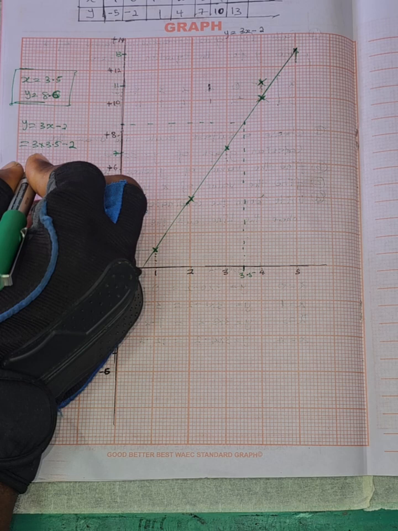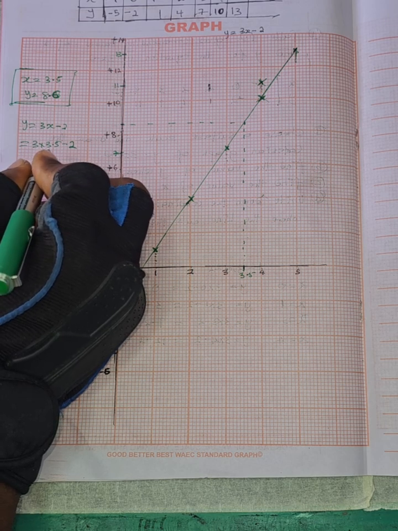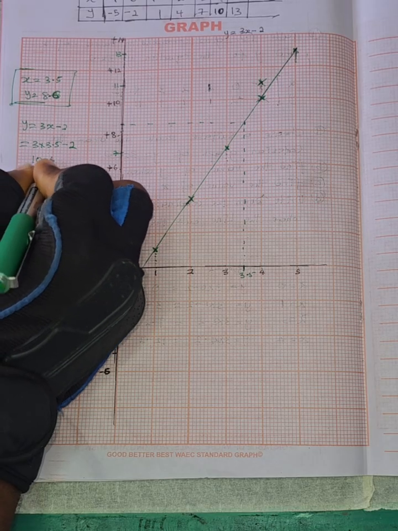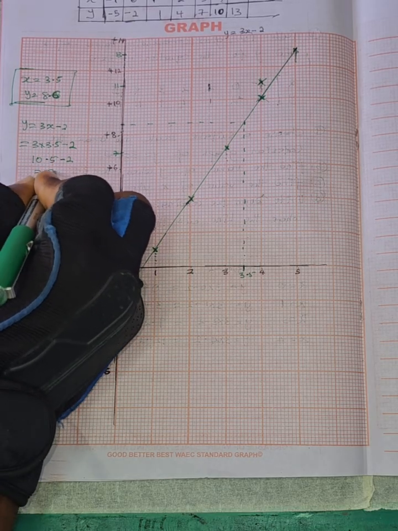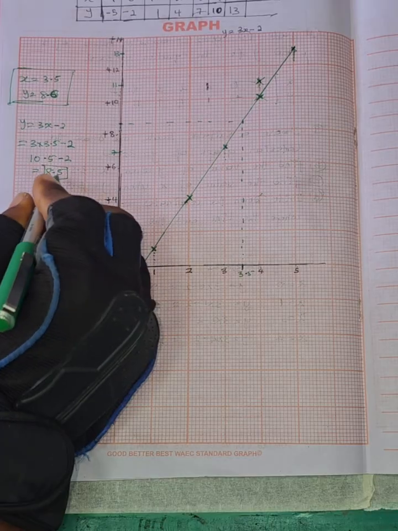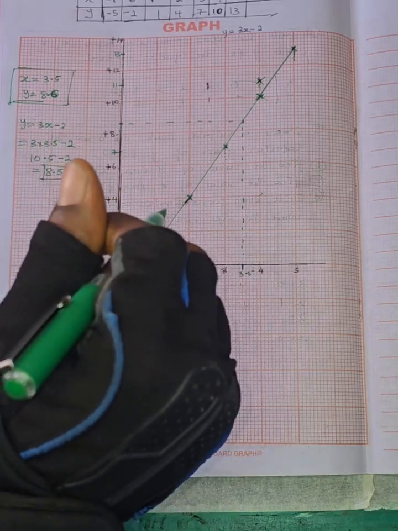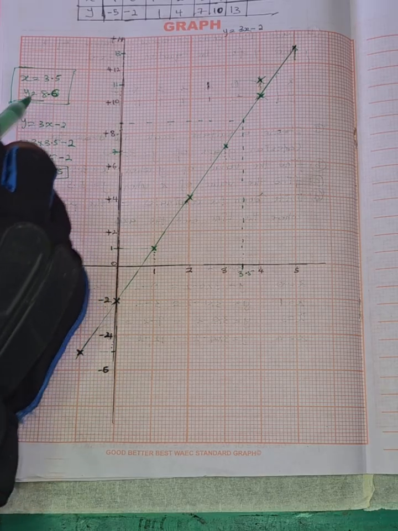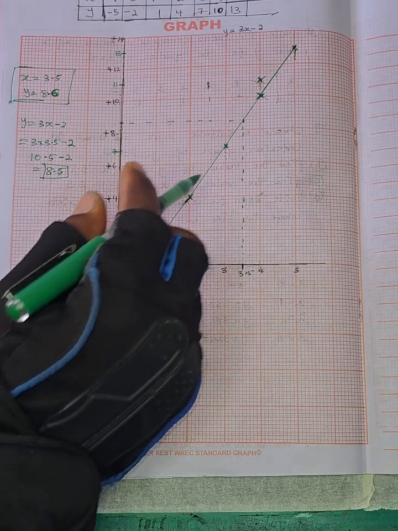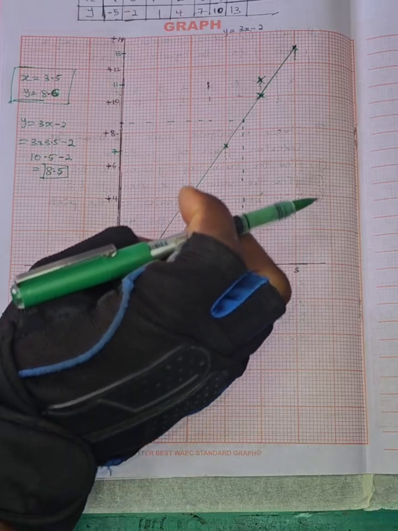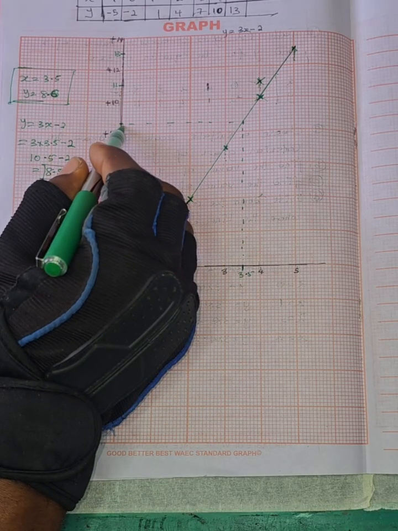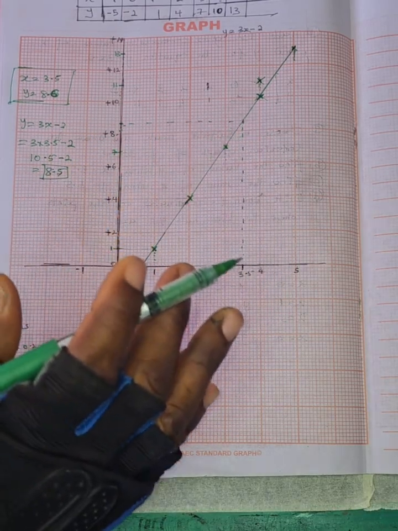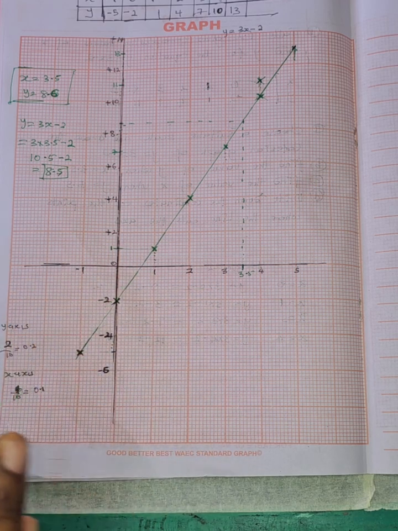3 times 3.5 will give you 10.5. So you have 10.5 minus 2, so your answer is 8.5. The real answer you are supposed to get, if our graph is properly drawn, is 8.5. But we are getting 8.6, meaning we are very close. The reason we can't get it exactly is the slight roughness of our work. But once you are close, maybe 0.1 plus or minus error, you are still getting it.